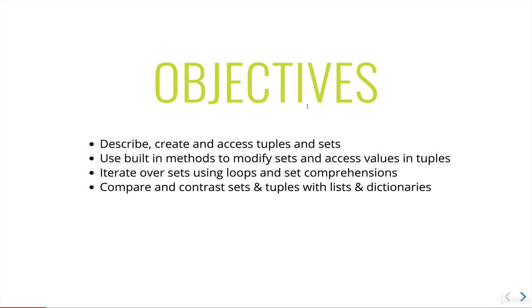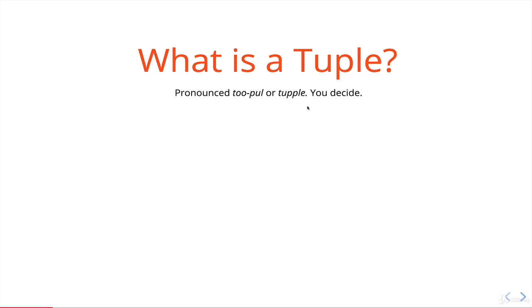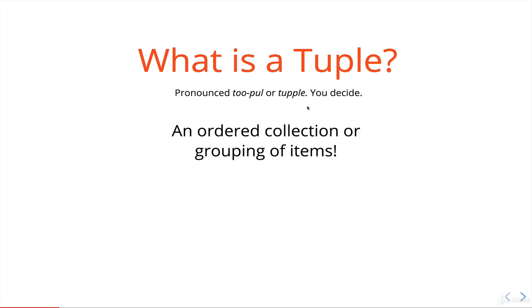So let's get started by talking about tuples. What the heck is a tuple? Also, some people say tuple. I hear both, but I definitely hear tuple more often. Totally up to you. So what is it? Well, it's simply an ordered collection or grouping of items. And you might think, well, that sounds exactly like a list. A list is just an ordered collection or grouping of items.